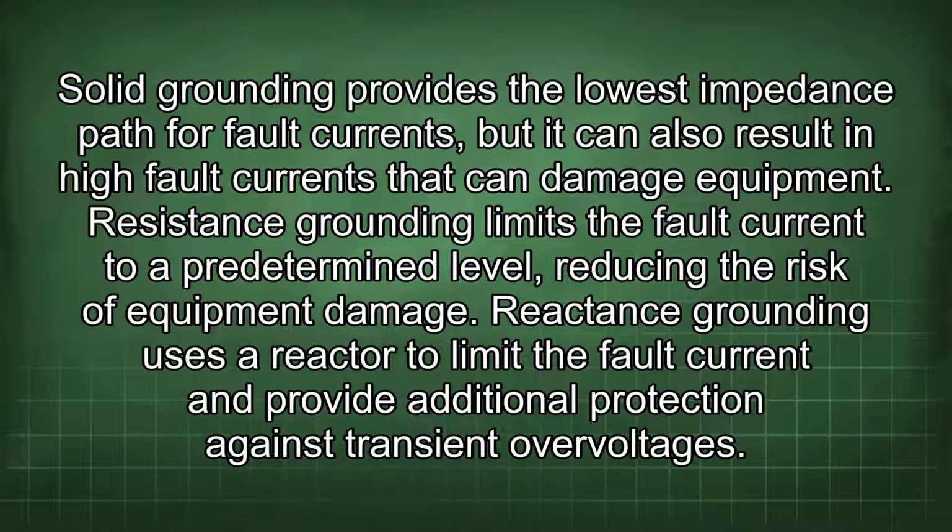Solid grounding provides the lowest impedance path for fault currents, but it can also result in high fault currents that can damage equipment. Resistance grounding limits the fault current to a predetermined level, reducing the risk of equipment damage. Reactance grounding uses a reactor to limit the fault current and provide additional protection against transient overvoltages.